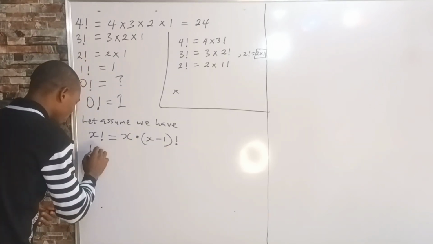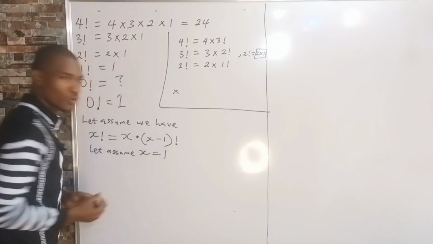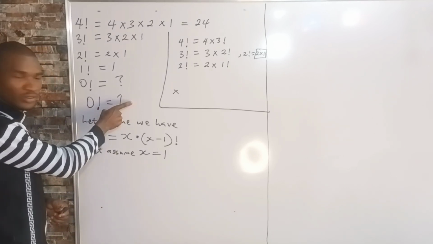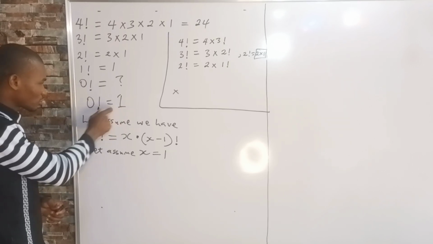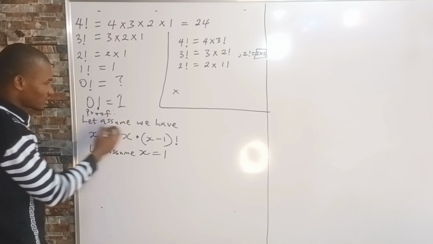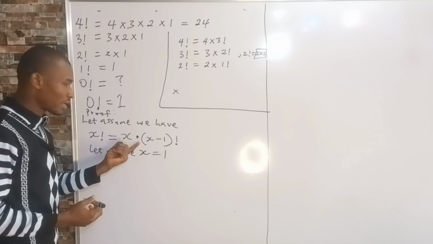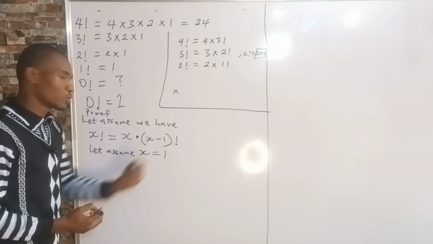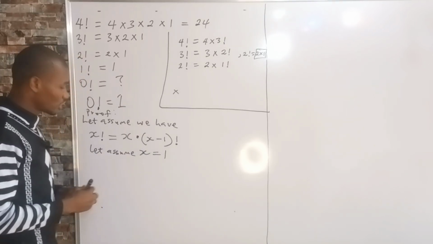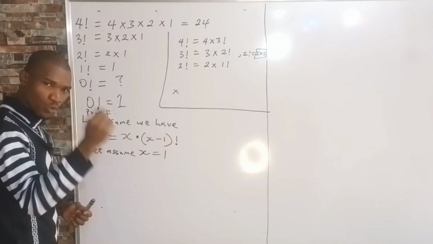Now let's assume that our x is equal to 1. Remember, we are trying to prove that 0 factorial is 1. That's what we are trying to prove, that 0 factorial is 1. And when I started with my proof, I said let's assume we have x factorial, which simply means x multiplied by (x reduced by 1) factorial. Then I'm now assuming my x to be 1. That simply means wherever I see x in this given equation, I'm going to replace it by 1.